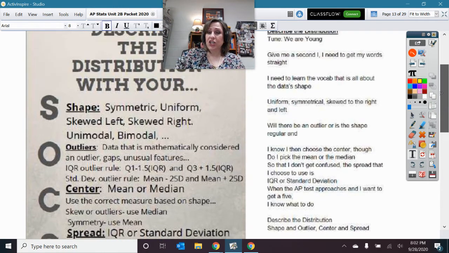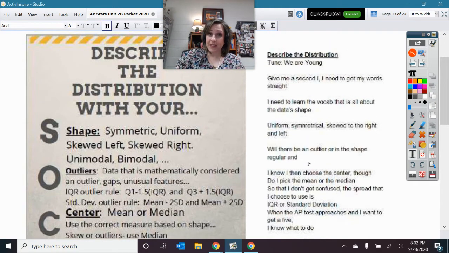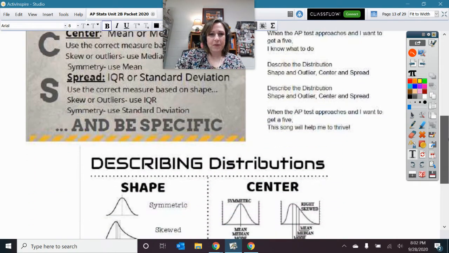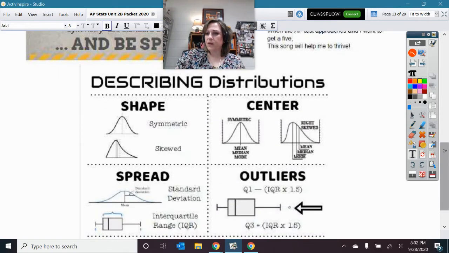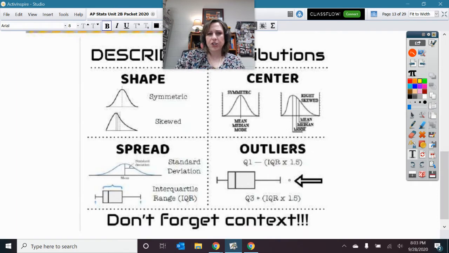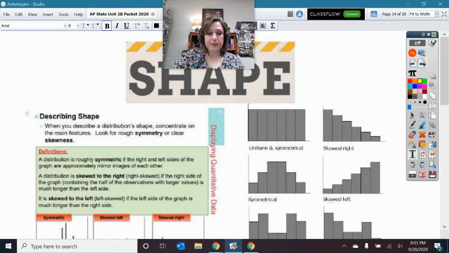And then there is a song about describing the distribution so that you remember shape and outlier, center and spread. That's what we want to describe, the distribution. We'll play that later. But anyway, here we go. Here's another little graphic I saw: shape, center, spread, outliers, and we'll include the context when we do that. All right, so let's talk about shape.